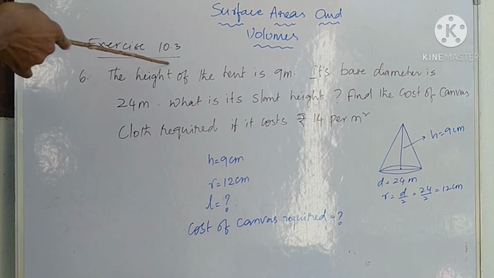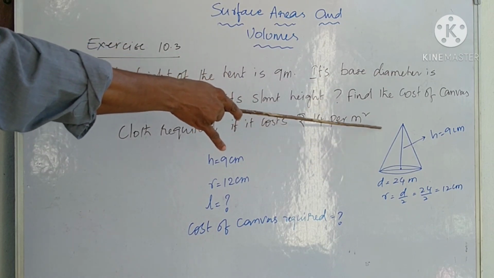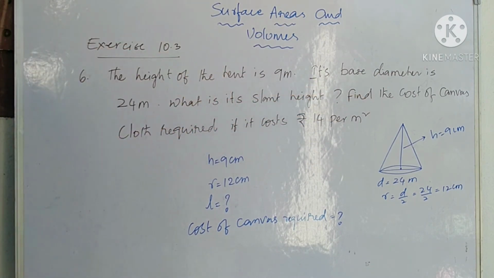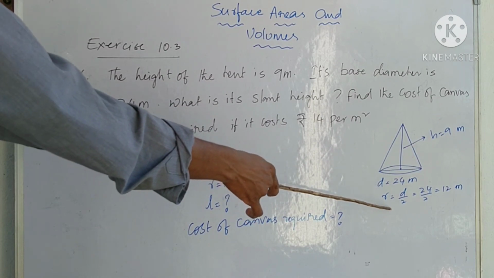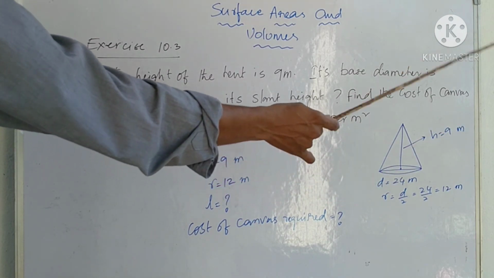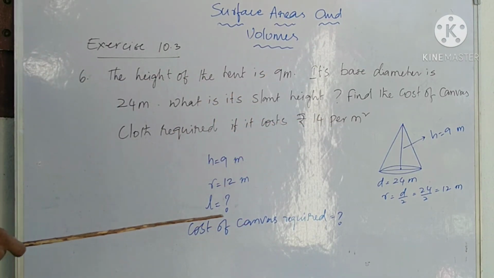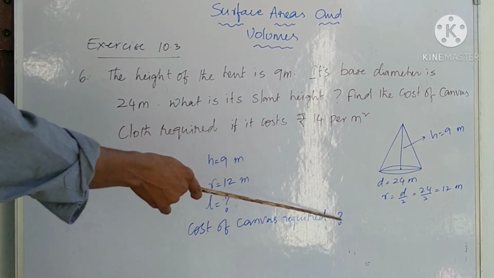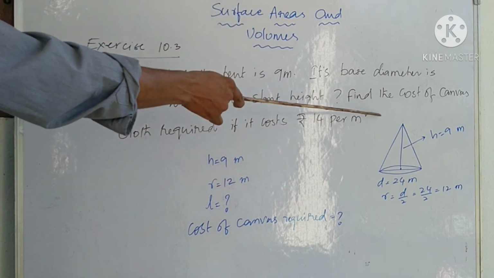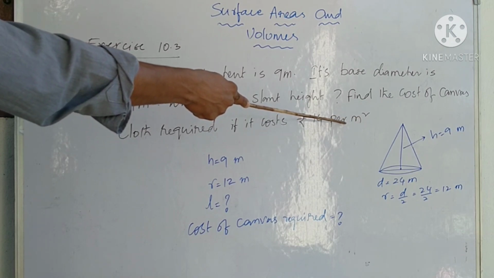This is our exercise 10.3 sixth problem. The height of the tent is 9 meters. Its base diameter is 12 meters. Radius is diameter by 2, so radius is 12 meters. Here height is 9 meters and radius is 12 meters. Here slant height is question mark. So the cost of canvas required is also question mark. Find the cost of canvas cloth required. Cost is 14 per meter square.